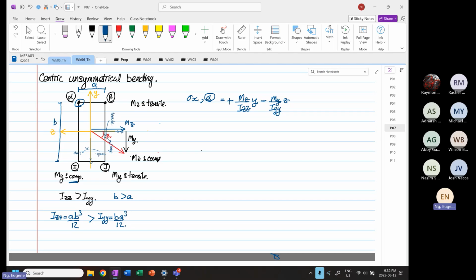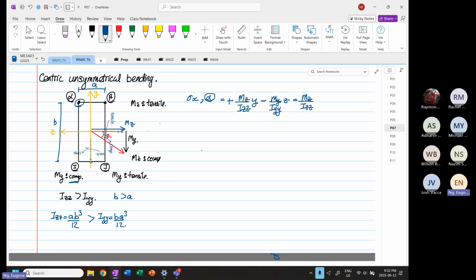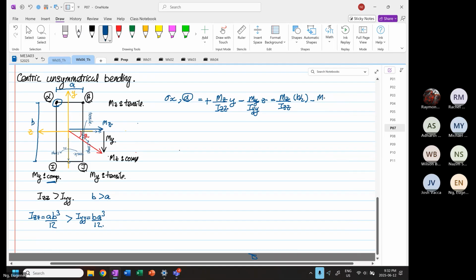So if I'm just going to write this out, this is equal to MZ over IZZ, positive. So the Y distance is B over 2, minus MY over IYY. And then this is in Z, so Z direction is left and right, so it's divided by 2. Okay, so this is for alpha.